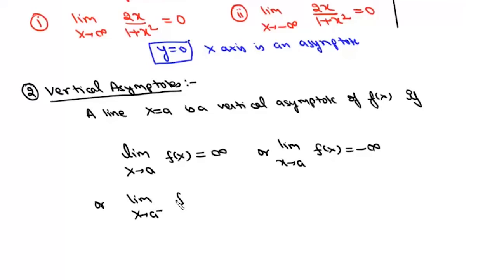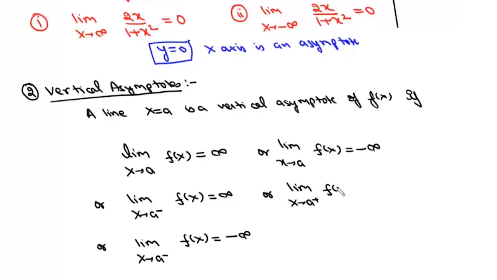Limit x tends to a negative, f(x), approaches infinite, or this limit x tends to a negative, f(x), approaches minus infinite, or this limit x tends to a positive, f(x), approaches plus infinite, or this limit x tends to a positive, f(x), approaches minus infinite. When any or both of the one-sided limits approach infinity or minus infinity, then we say this line x equal to a is an asymptote to this curve.